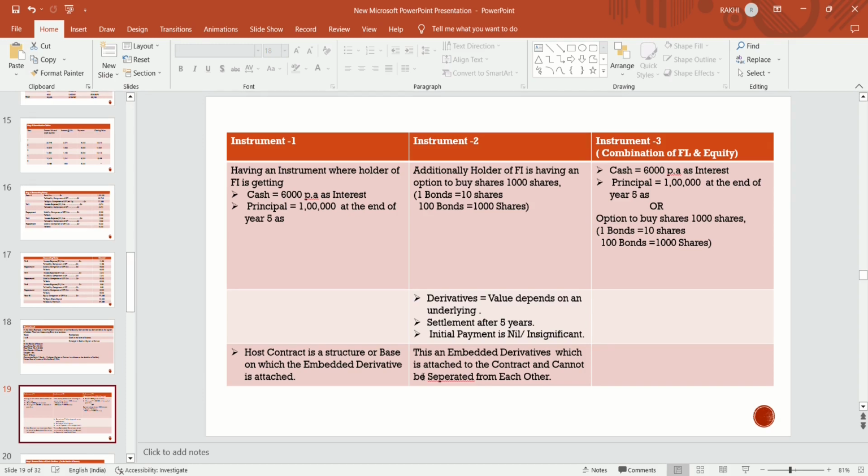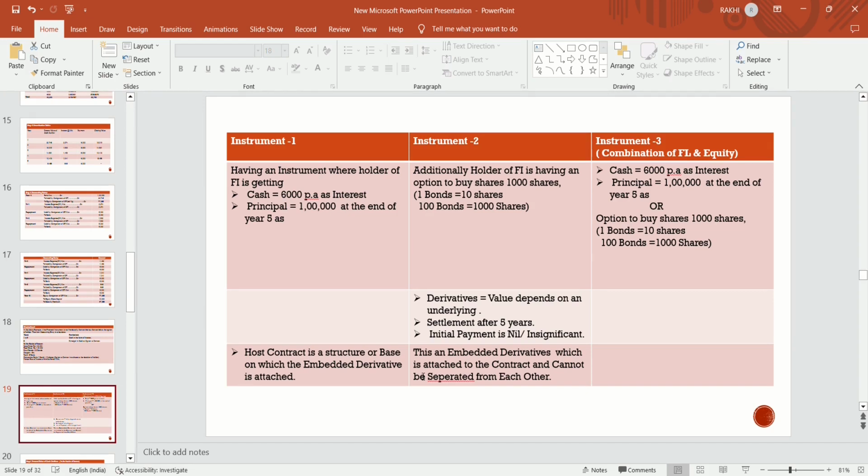They have an option to redeem, and additionally they have an option to convert into shares. So it's a kind of derivative, which depends on the value of the underlying asset. In this case, the option does not have an initial payment, or the payment is insignificant. This is an embedded derivative which is attached to the contract and cannot be separated from it. There is a contract entered into by the entity and this option is attached to the contract.